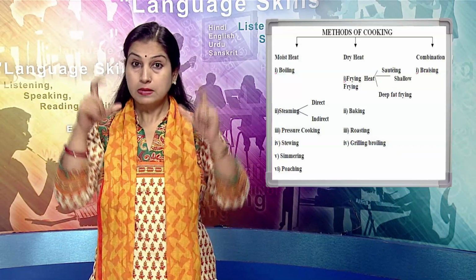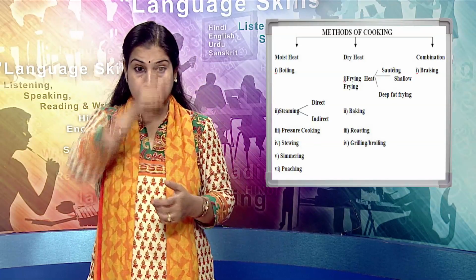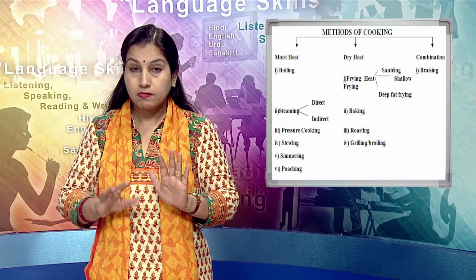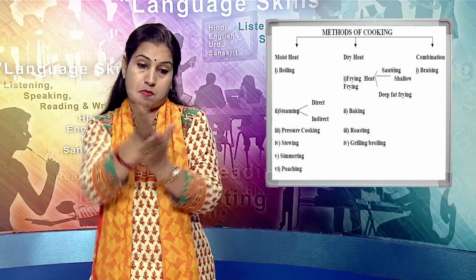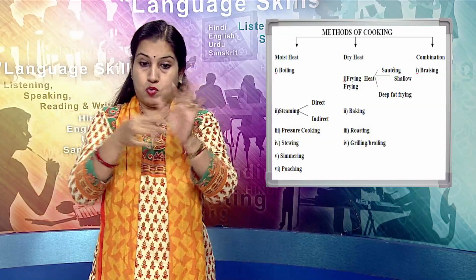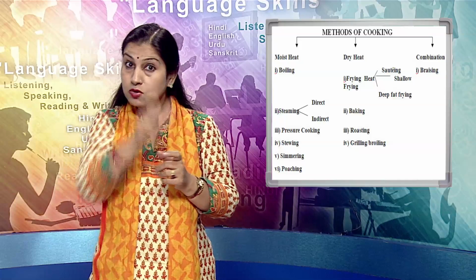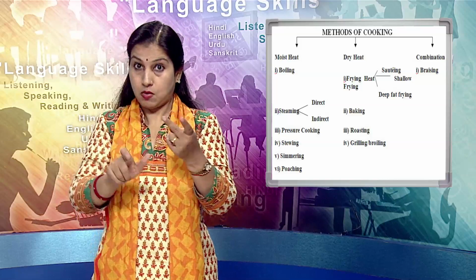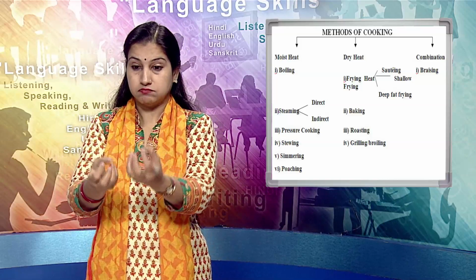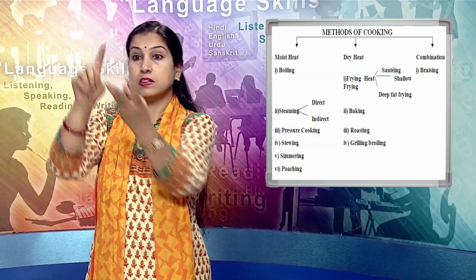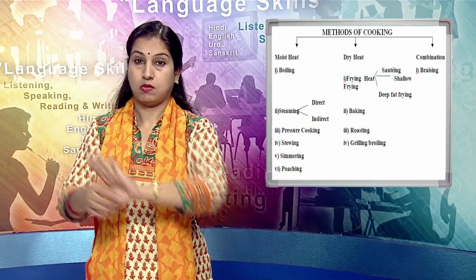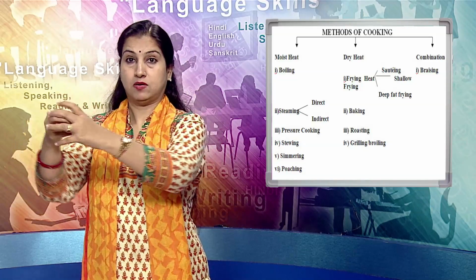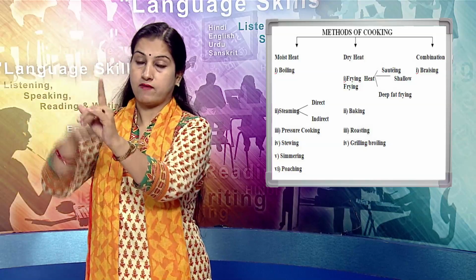Here you can see a diagram of methods of cooking. Mainly, 3 methods are explained in this diagram. The first column is of moist heat. The second column is of dry heat. And the third is the combination. This is a mixture of the first 2, that is moist heat and dry heat combined together.